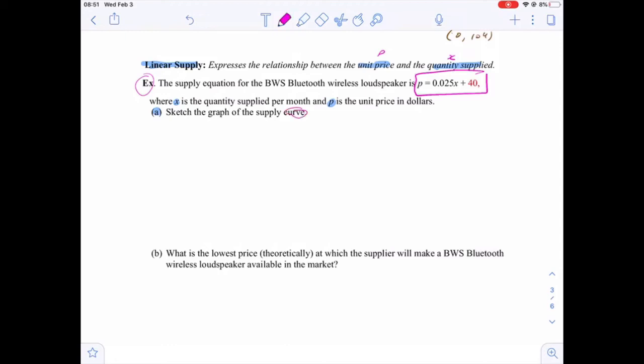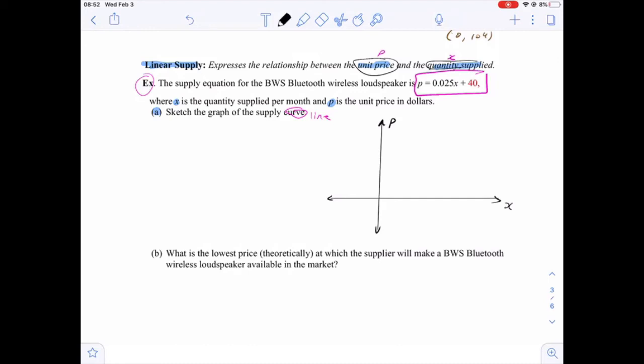Here we don't have a curve, it's just a line because it's a linear function. Now to graph this, we need to start with the coordinate system. This is x, the quantity, and this is y. But for the y here, we write p instead of y, right? Because it's the relationship between unit price and quantity. Now we need to graph this line.